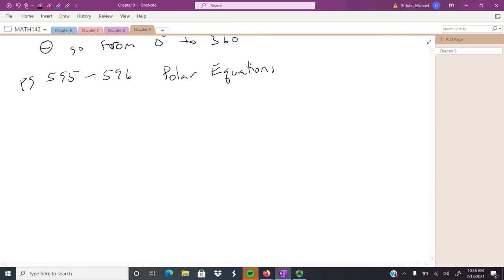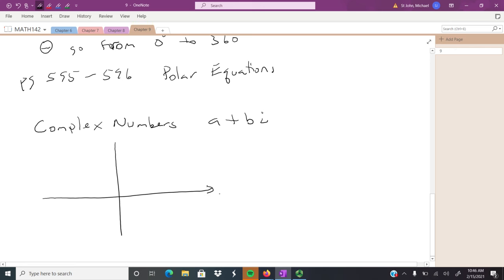Well, then we can also talk about complex numbers, which are going to be in the form of a plus bi. We can plot those on an axis. So we could say that this is going to be the real axis. This is the imaginary axis. And if I want to plot the point 3 plus 4i, over 3, up 4, and there's my point.